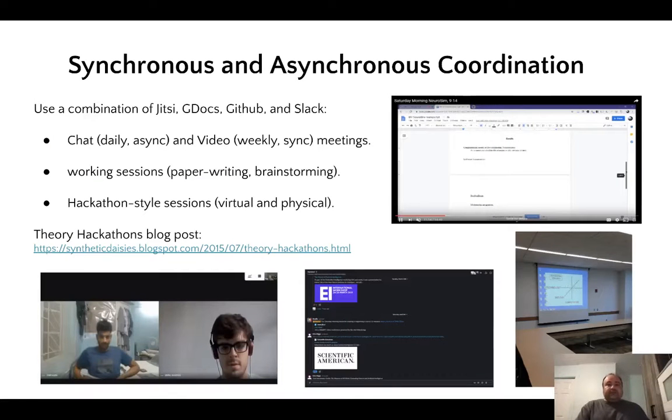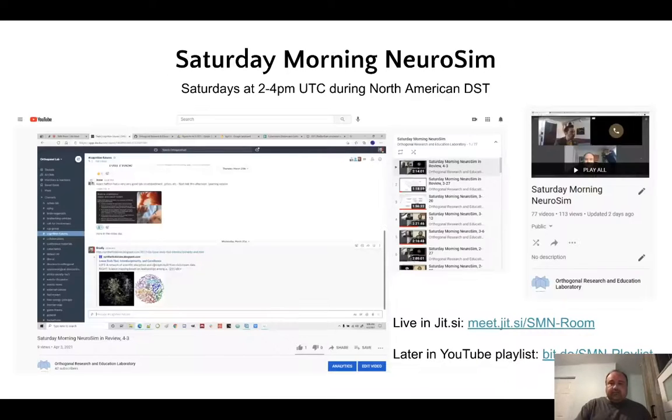So we have this synchronous and asynchronous coordination. We use a combination of technologies. This is what it looks like. When we were doing things physically, this is what a physical meetup would look like. We do the virtual meetups, of course. We do things like edit papers during meetings, so we'll do this in something like Google Docs.